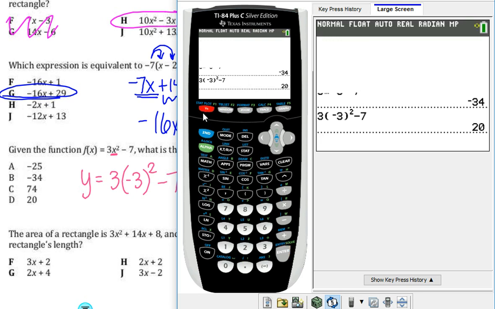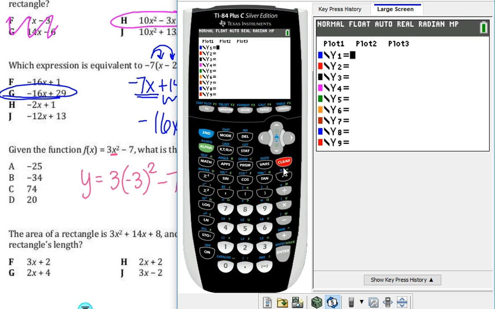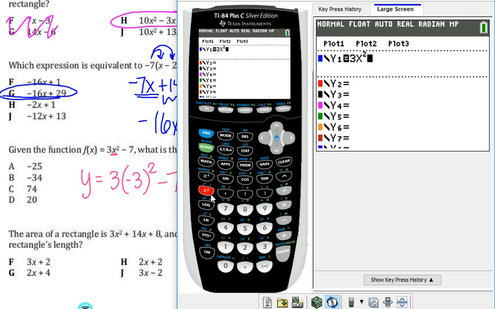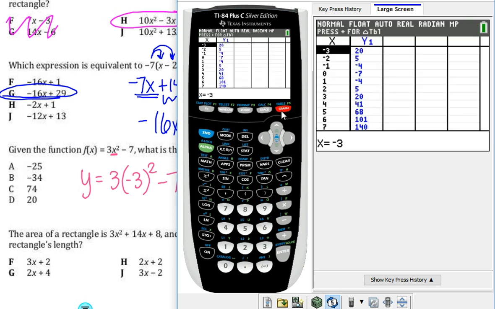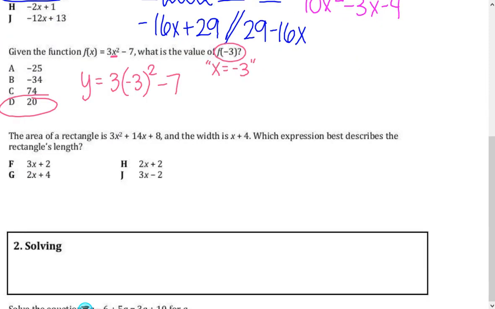Now, another option would be to go plug in my function into y equals. So this is 3x squared minus 7. And go look at my table. They asked what is y when x is negative 3, and when x is negative 3, I see that y is positive 20. So again, using that graphing calculator, using that to our advantage, plugging those things in and using our table.